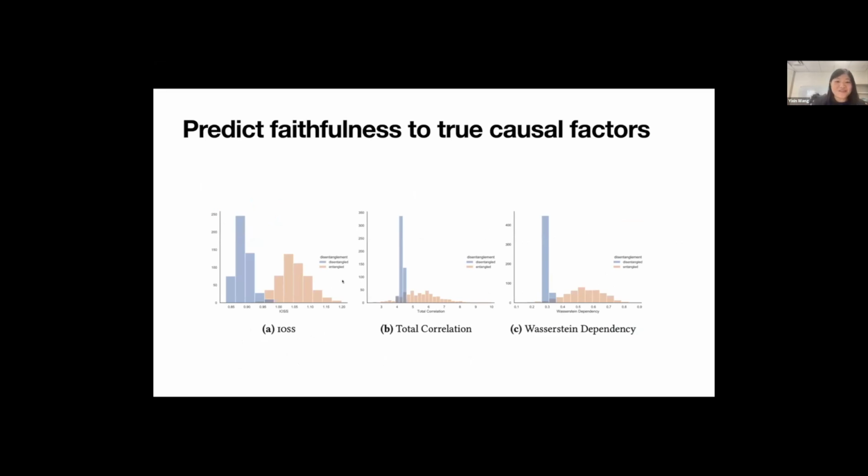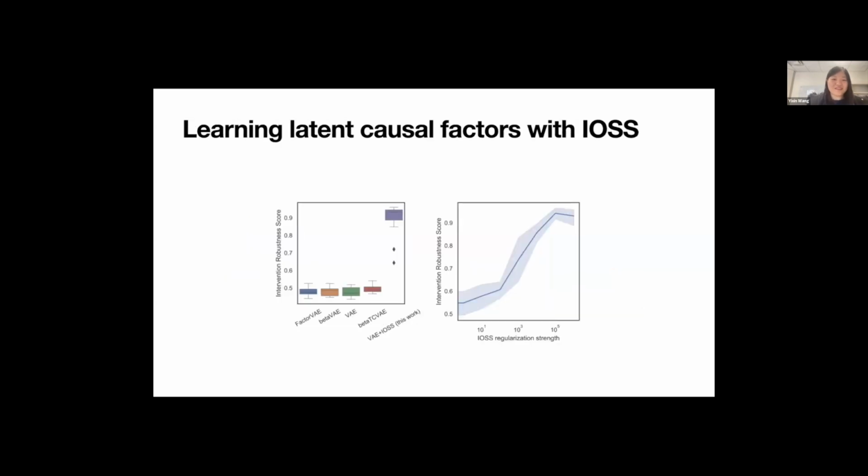We ran some experiments, and it turns out it can separate disentangled and entangled observations quite well in these disentanglement benchmarks, where these ones have a lower independent support score, the IOS score, and these have a higher IOS score. They can separate these two cases quite well, and this is completely unsupervised. It's way better than total correlation or Wasserstein dependency, which is kind of a straw man because they look at statistical independence, so this wouldn't be surprising.